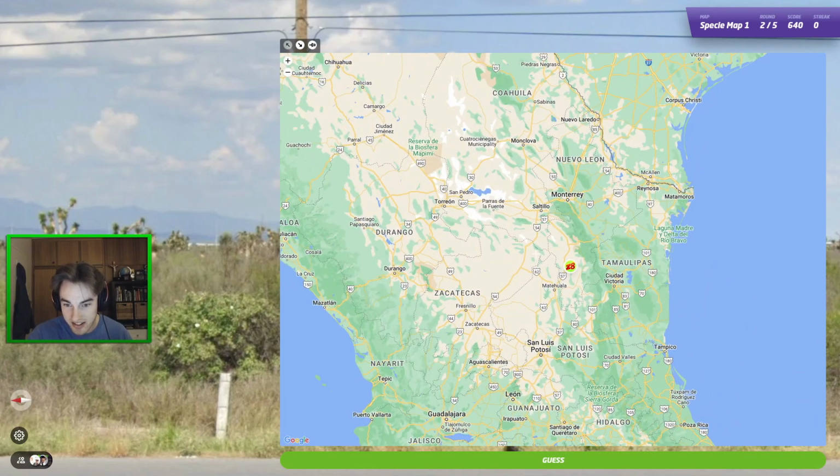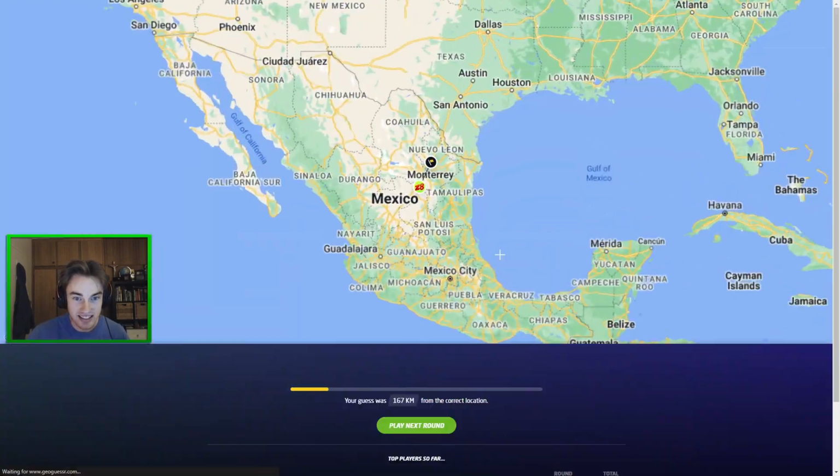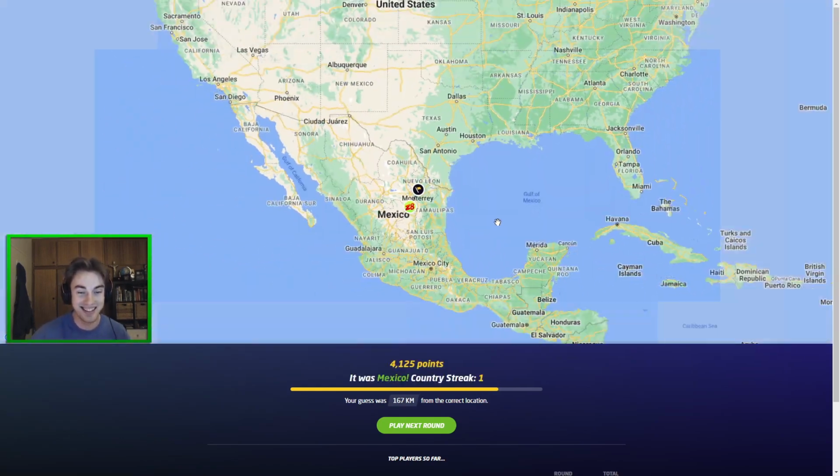So, yeah, I will go for that similar area. Where did I guess last time? I'm going to guess right in the same spot, right here. And, okay, it was right near there. Okay, that's a nice little one.